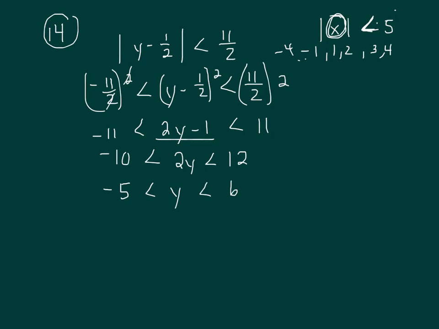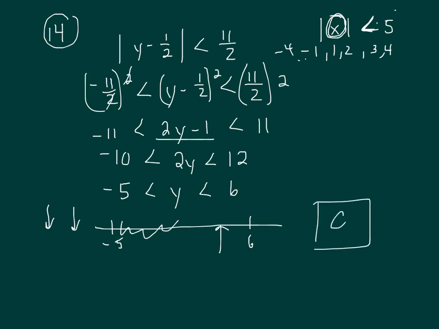So which of these numbers are in between a negative 5 and a 6? If you want to look at it on the number line, if that helps you visually, I'm looking for any of these numbers. Well, negative 11 is way down here. Negative 11/2, that's negative 5.5, that's here. 11/2 is 5.5, that's in there, so your answer is C, 11/2.